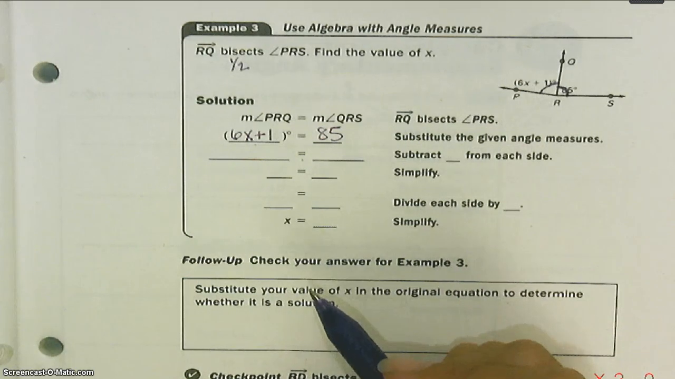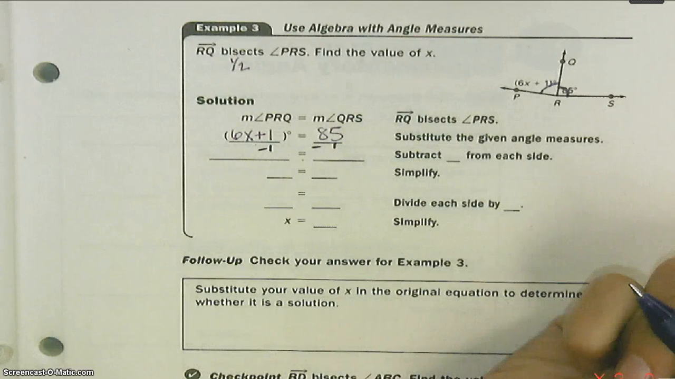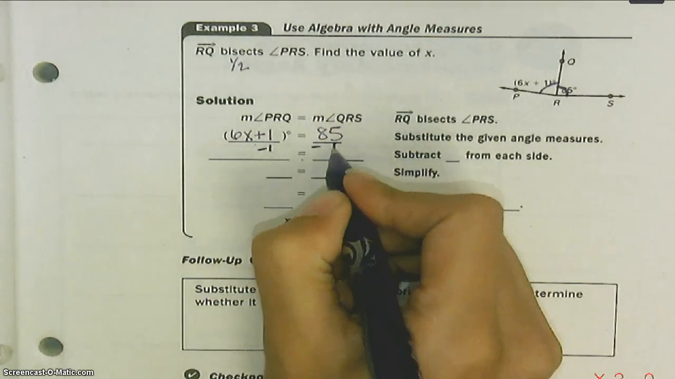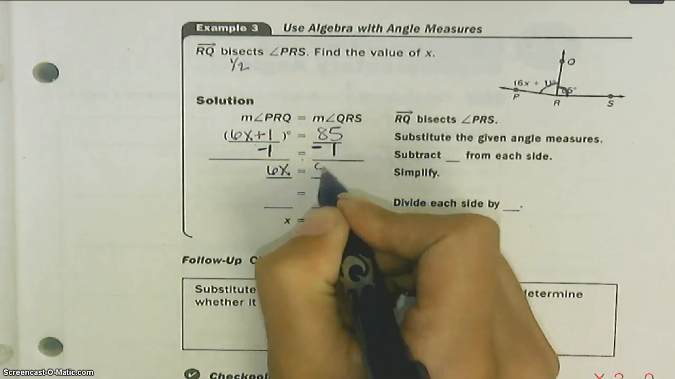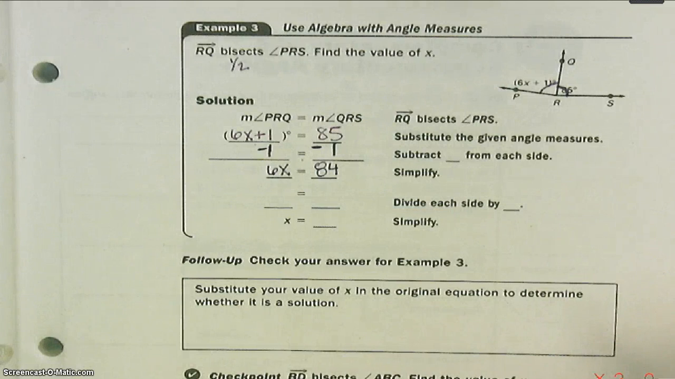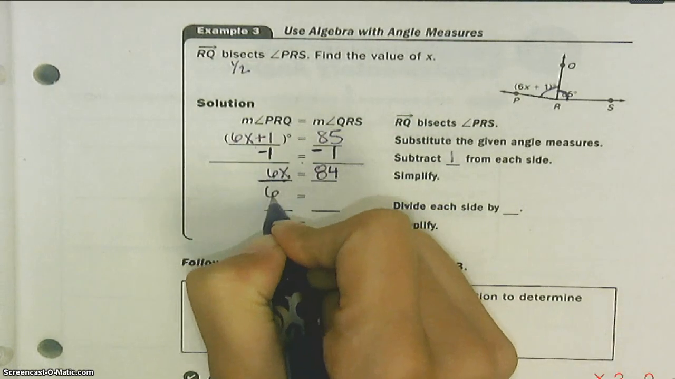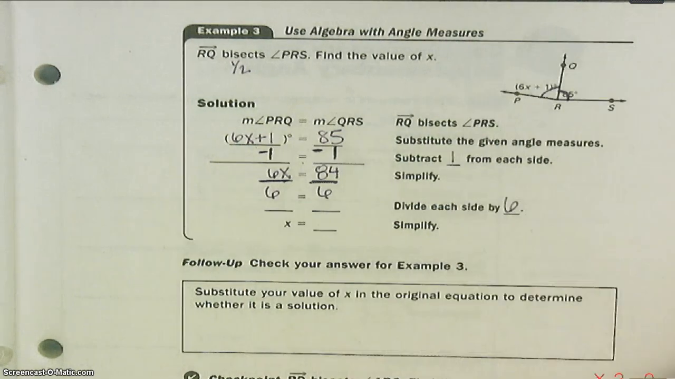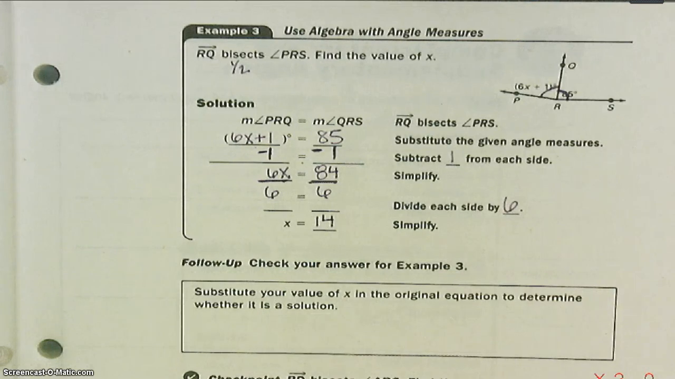So what are we going to do first? Let's subtract 1 from both sides. And we will be left with 6x equals 84. To get the 6 gone, we need to divide this side by 6, divide this side by 6. So x equals 14.